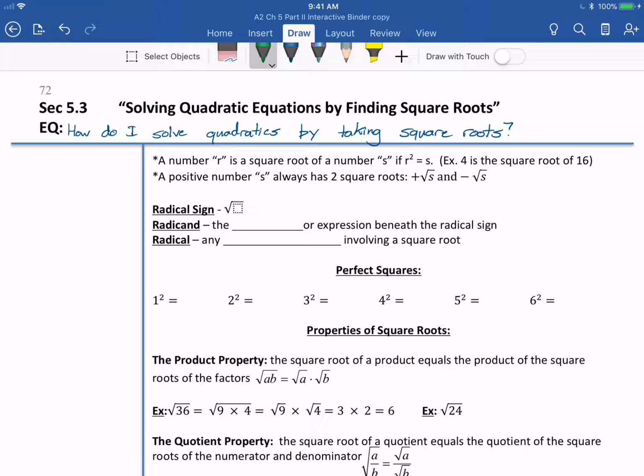So to start us off here in 5.3, my essential question is, how do I solve quadratics by taking square roots? So we're going to look at taking square roots today. And these first couple stars that we have here are going to be very important. The square root of a positive number always gives you two answers. Okay, and that's going to be key today, is that square roots always have a plus and a minus.